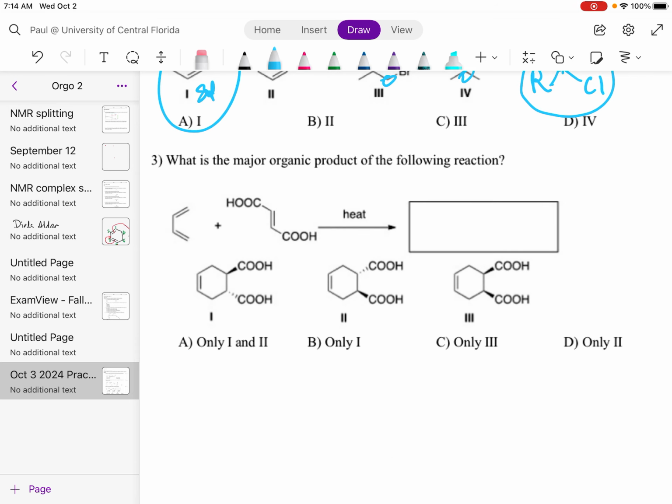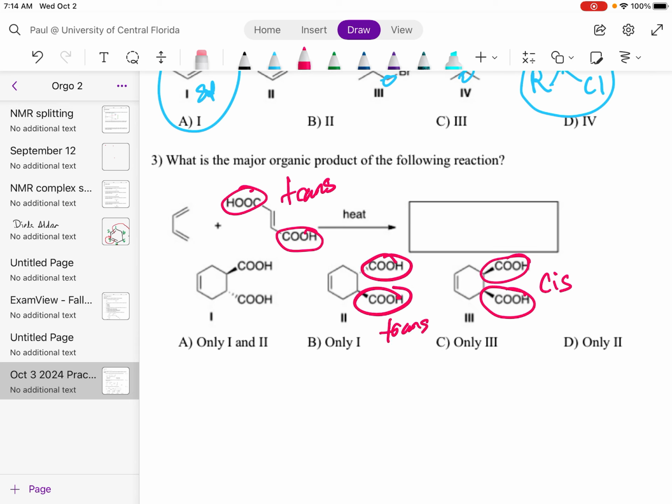Here we're looking at a Diels-Alder product or reaction here. One interesting or a key feature of Diels-Alder is that when you look at the dienophile right here, do you notice the stereochemistry between these two carboxylic acids? They're trans to one another. And so that stereochemistry has to be retained in the product. And so when we look at product three, we see that those right there, those are cis. Those are trans, and those are also trans. So products one and two are both the same thing.